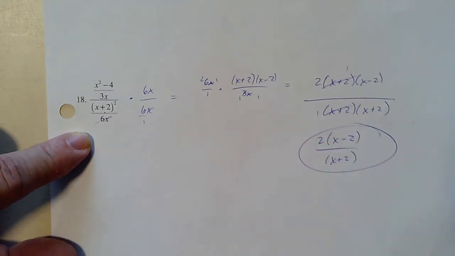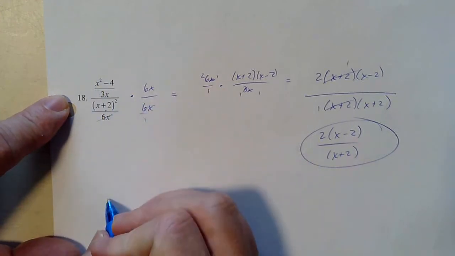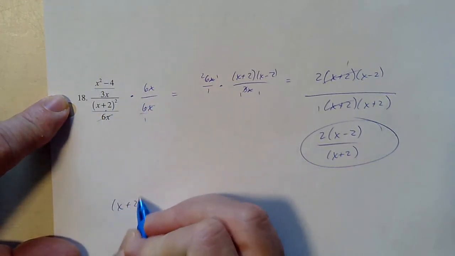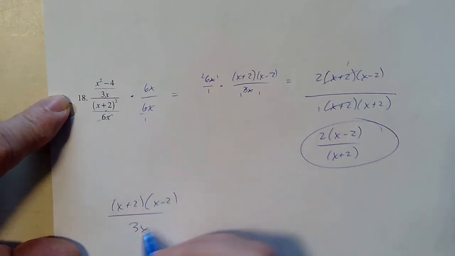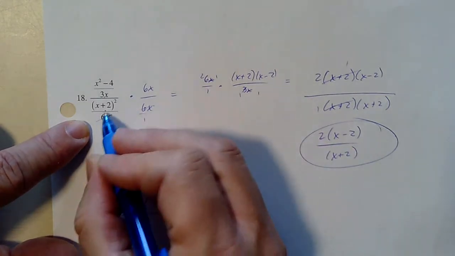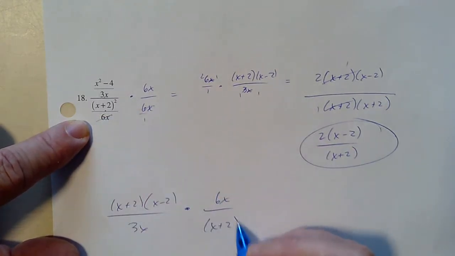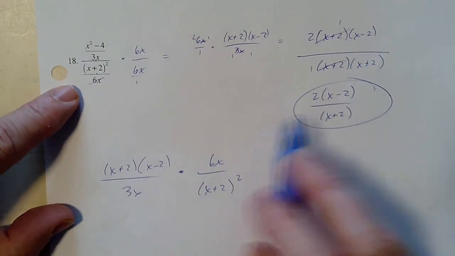Okay. Now, the other alternative, we could have realized that I did have one complete fraction divided by one fraction, so I could have done this over 3x times the reciprocal of that and put 6x over here and x plus 2 squared on the bottom. And that will also get you the right answer after we simplify it and multiply across.